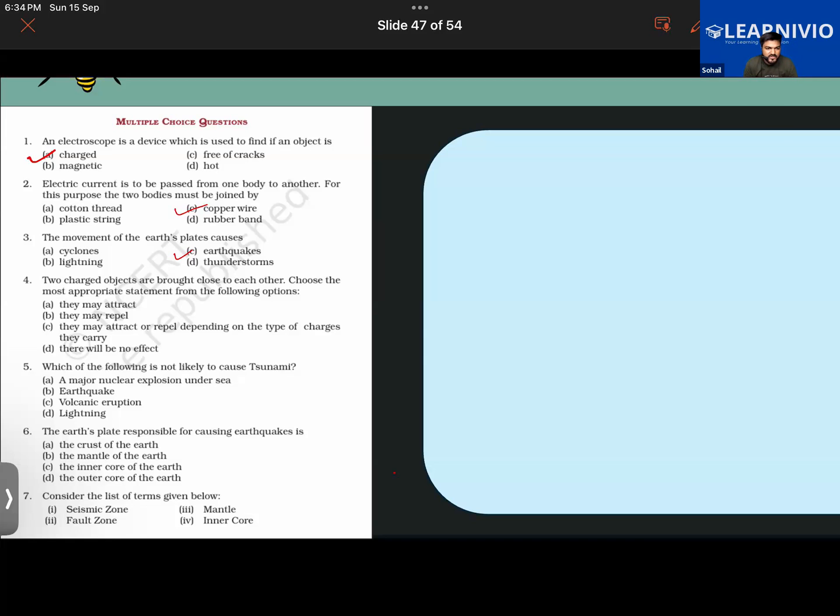Next question. Two charged objects are brought close to each other. Choose the most appropriate statement from the following options. Sir, option C. Good.